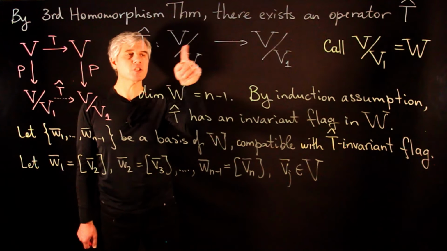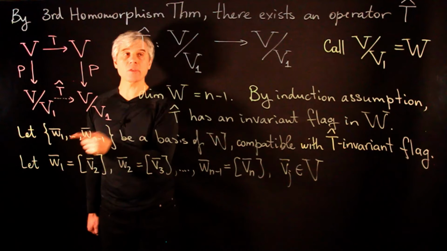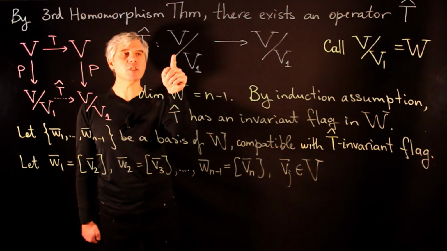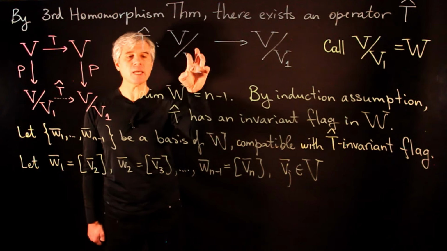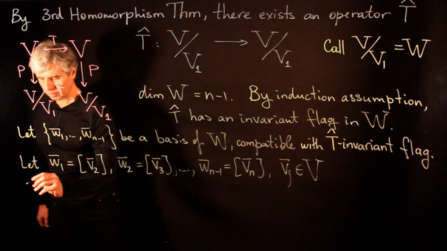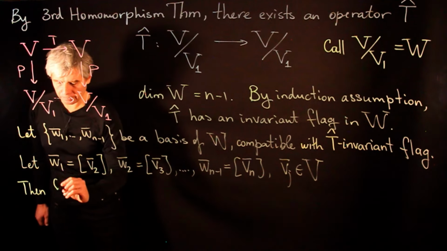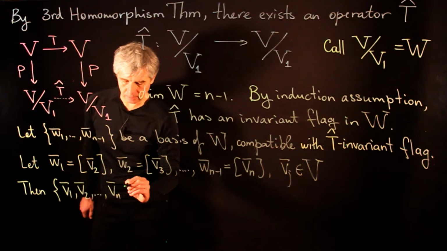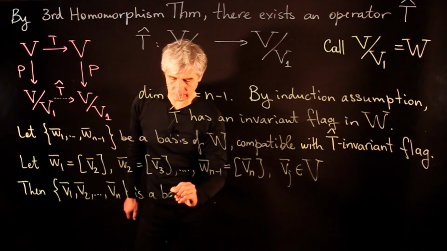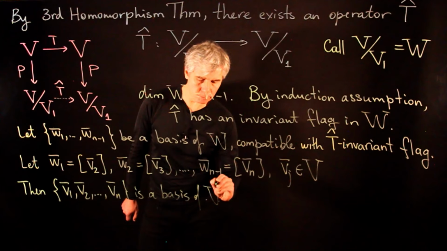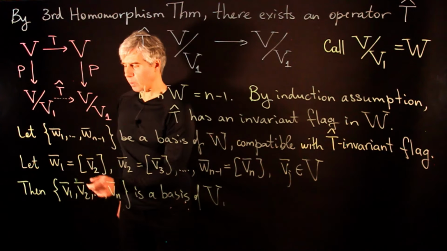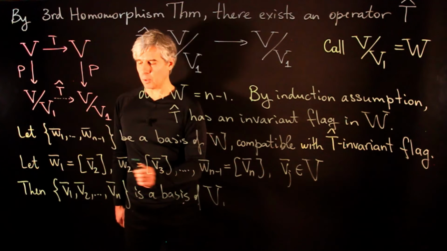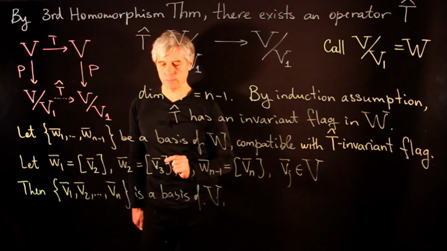We have a basis in a one-dimensional space V1 and a basis in the quotient space, V quotient by V1. And we had the result that describes a relation between the basis in V with the basis of a subspace and the basis of the quotient space. By this result that we proved, we have that the set V1, V2 up to Vn is a basis of our vector space V. Because V1 is a basis in a subspace, and the equivalence classes of V2 through Vn form a basis in the quotient space W.